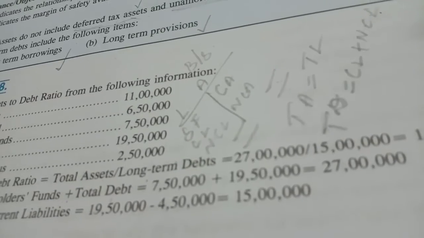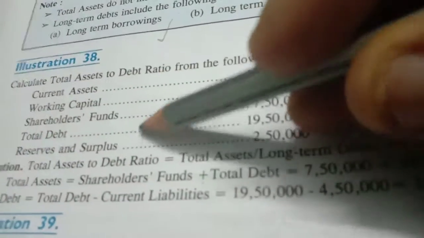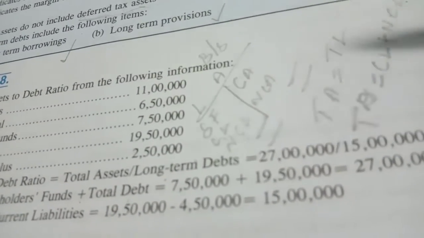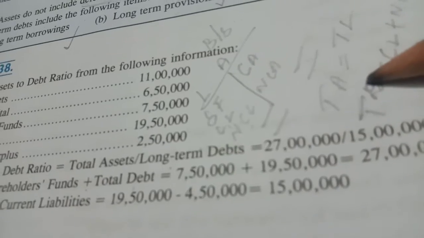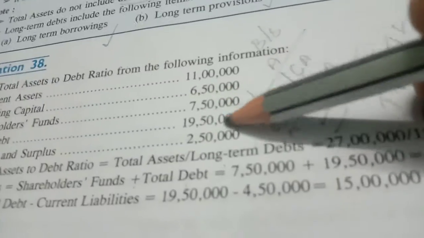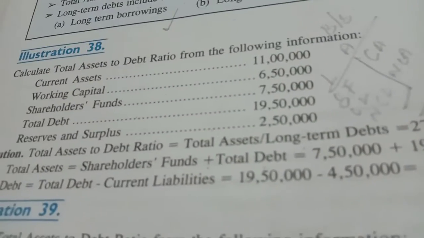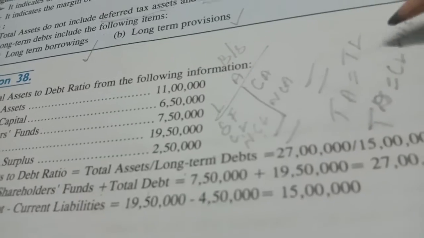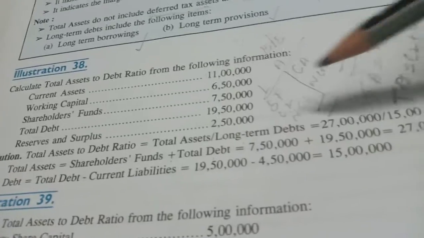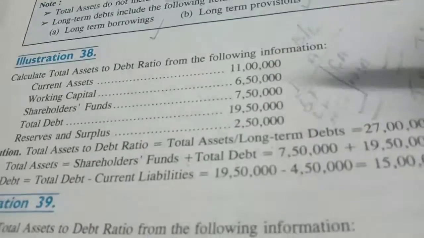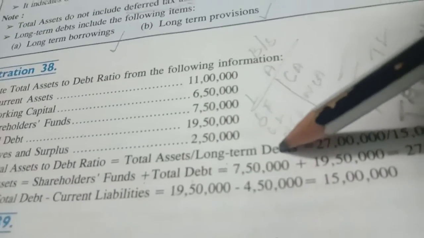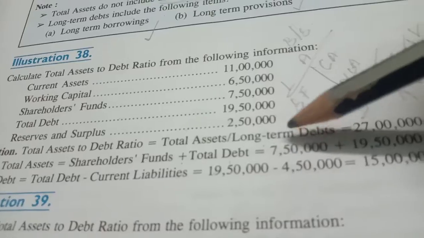So total debt plus shareholders' fund. Current liability and non-current liability together are called the total debt, which is in the sum itself. Shareholders' fund is also in the sum itself. By adding the two amounts, we will get the total liability, and total liability is equal to the total asset. Next we have to come to the debt. The formula has total assets, which we calculated. Next is the long-term debt. So how to calculate the long-term debt?